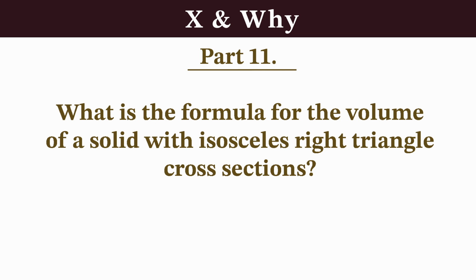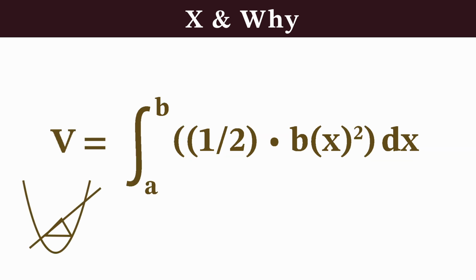Part 11. What is the formula for the volume of a solid with isosceles right triangle cross-sections? Volume equals integral from a to b of 1/2 times the base of x squared dx, where the area of an isosceles right triangle is equal to 1/2 times the base of x squared.